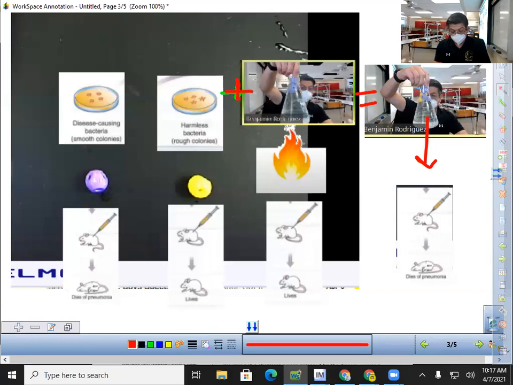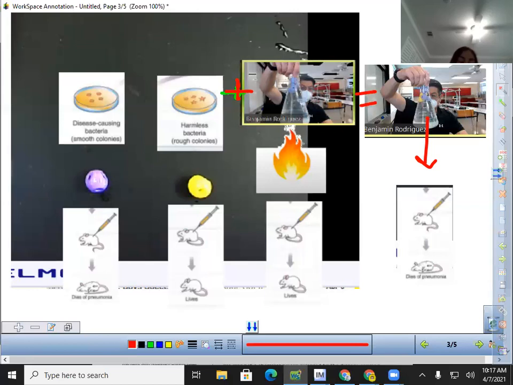What do you think, Ariel? I think some genes weren't killed while being heated. Some are left just a little bit, and then once they got mixed with the harmless ones, they started to grow more. There you go. I think you're on the right track.